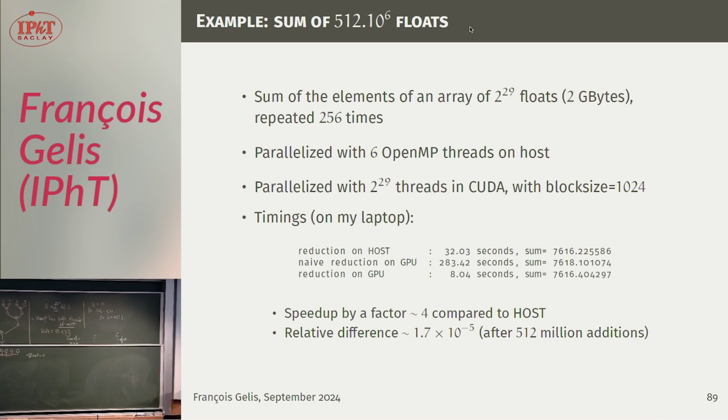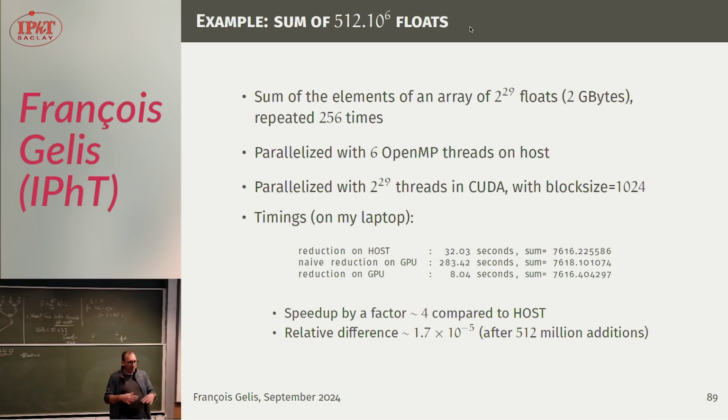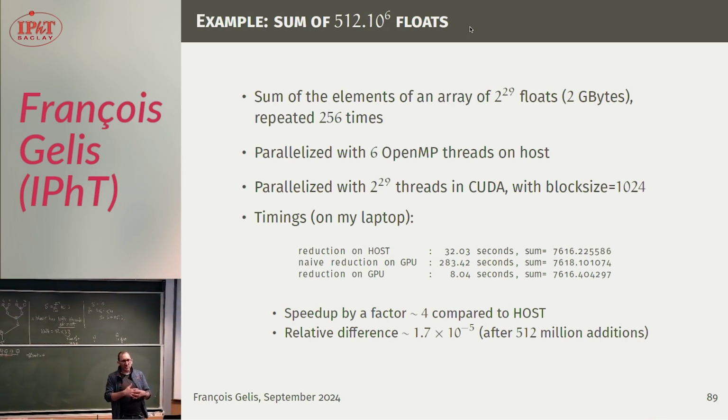And for some reason, this algorithm on the GPU produces a result which is much closer than the sum computed on the host, and I have no feeling why that is. When you do a reduction in OpenMP, you also don't control how the partial sums will be done. It depends on how the iterations of the loop are assigned to every thread, and it's something which usually you don't control.